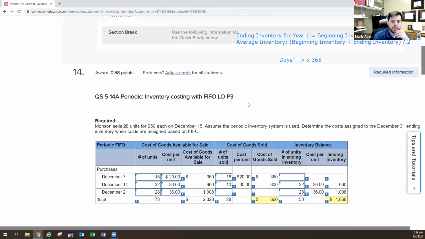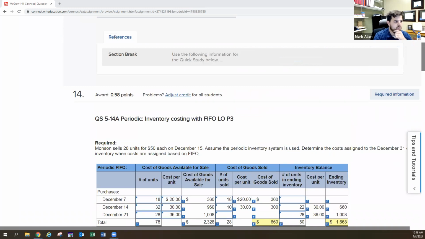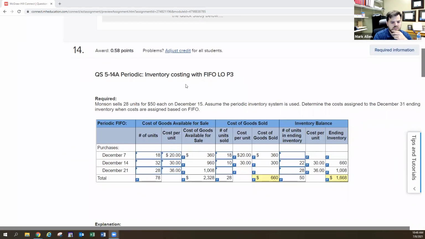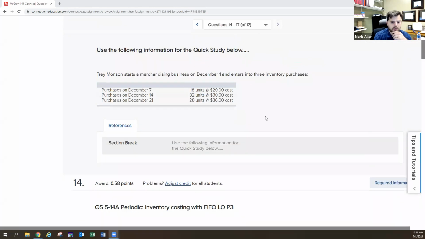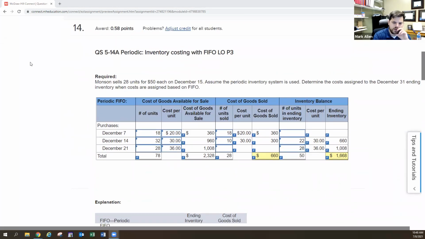14, periodic. You can tell we spent a lot of time in this video dealing with perpetual. Now we're going to touch on periodic toward the end. If you want to take a quick picture of this, feel free. Basically, what's happening here is we have Monson. They sell 28 units for $50 each on December 15th. Assume the periodic inventory system is used. Determine the cost assigned to 12/31 when costs are assigned based on FIFO.